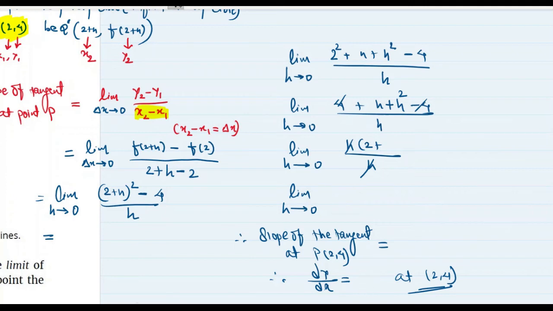Okay, let me do it again and show you. This will be 4h, right? So if h comes out, 4 will remain inside. 4 plus h, right? So this will be 4 plus h. Now h tends to 0. The slope will be 4. Not 2. I'm sorry. It will be 4.